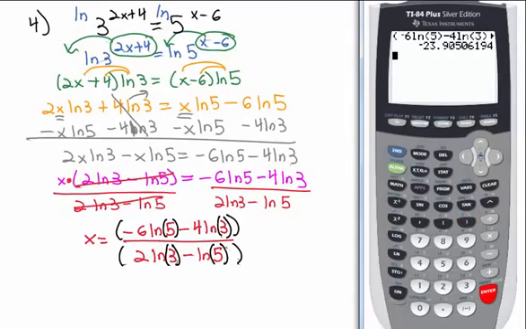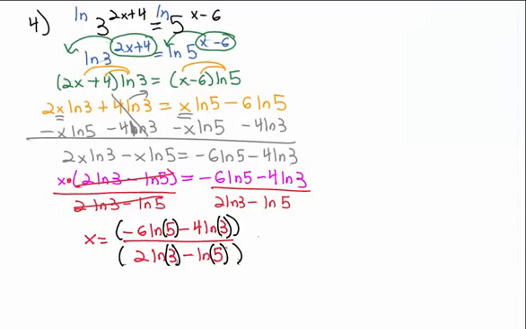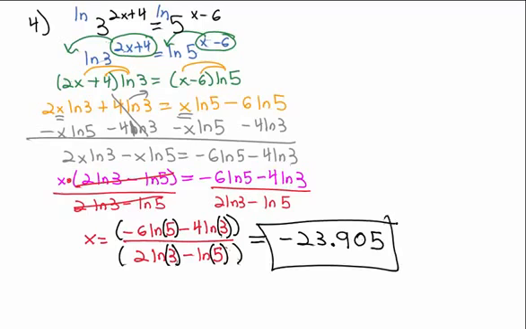And enter. Our solution for x is going to be negative 23.905. And we have our solution.